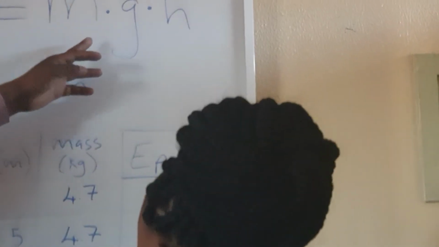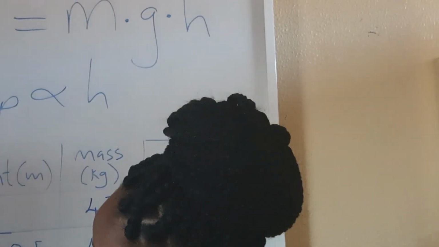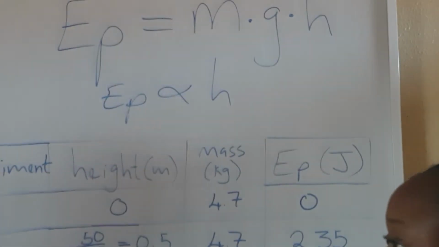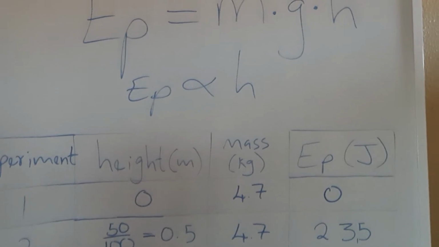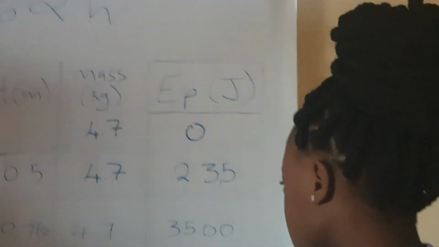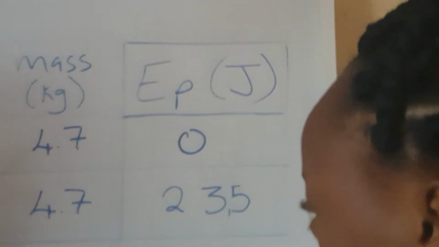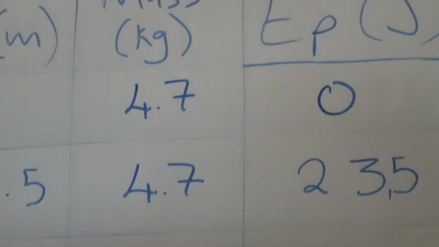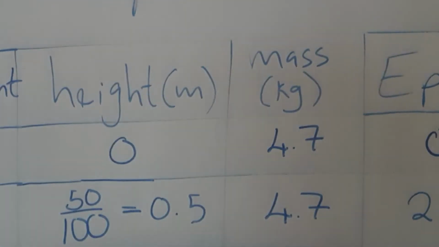The third one, is it fine? It's fine. Did you multiply by 9.8? Yes. Okay. Now I wanted you to make an observation on the values of potential energy there and the values of height and come up with the relationship between potential energy and height.